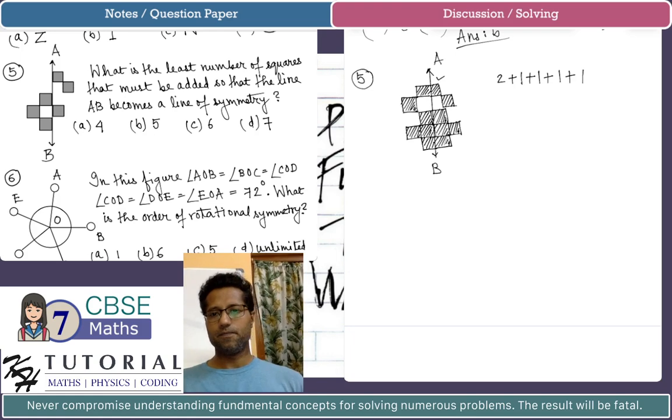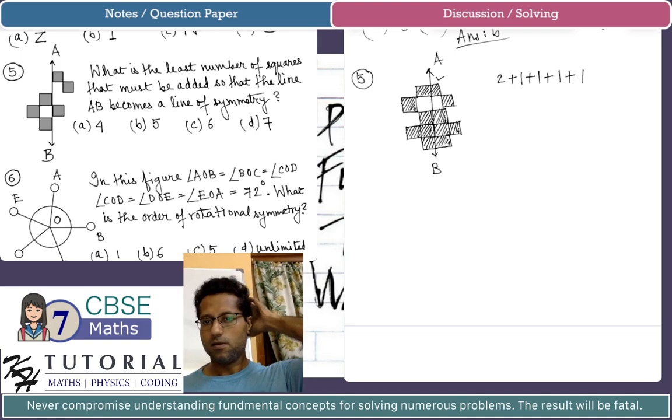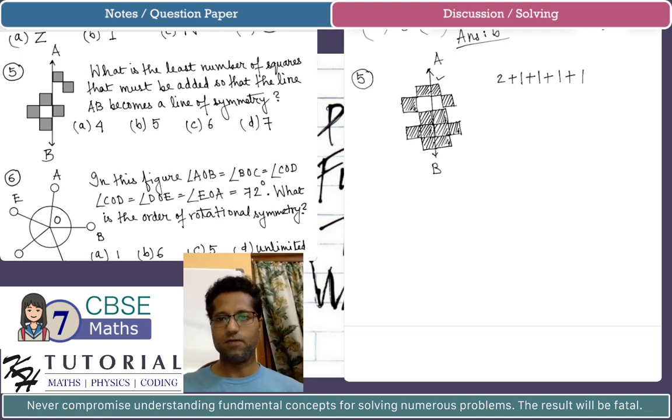That is, the figure on the right hand side of the straight line AB and the left hand side are looking identical. So how many squares did we add? 3, 4, 5, 6. Six squares we added. So the answer should be choice C.